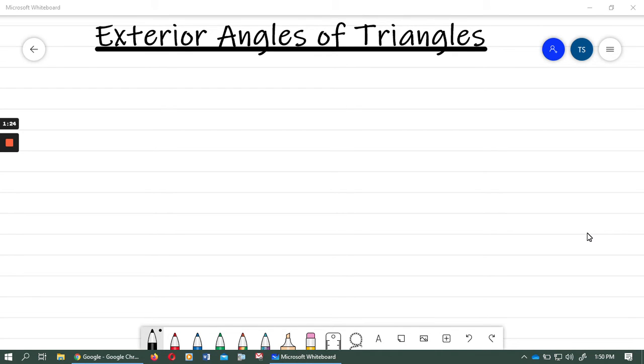So folks, let's get started with the exterior angles. Let's look at what exterior angles are, and some of the background information that you need to know before we discuss that particular theorem about exterior angles, which lets us know what type of relationships we have with exterior angles of triangles. All right, we're getting started right now.